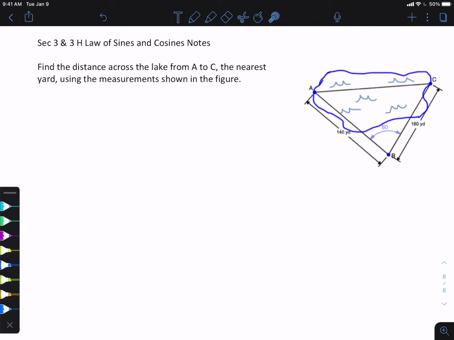So if we're trying to find the distance across the lake, that's this one. So we're trying to find side B. And that's what we're looking for. So if we're doing B, that means I do B squared equals, and then the other two sides squared, so 140 yards squared and 160 yards squared, and then minus 2 times those two sides, so 140 times 160 times by the cosine of the angle, which in this case is 80 degrees. Right? So I can put that in the calculator.